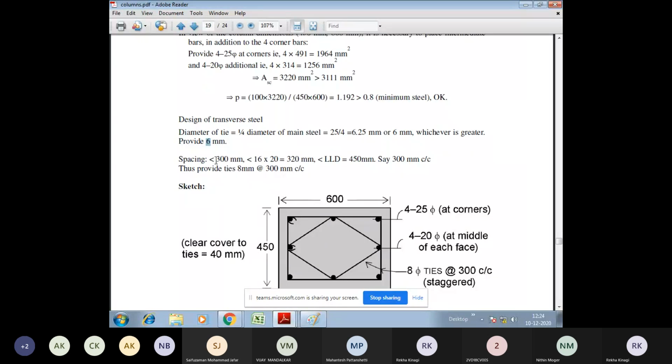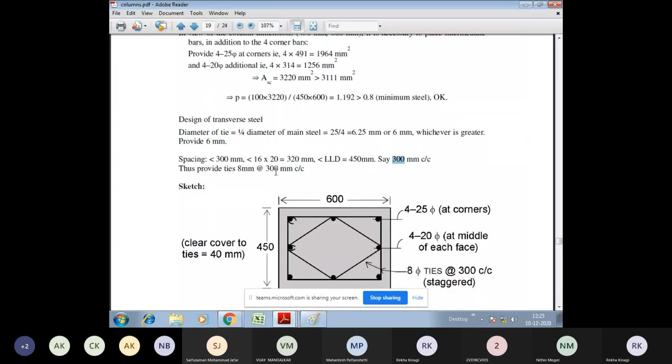Now the spacing we need to consider. Spacing, that is 300 mm or 16 times the least value of the longitudinal bar, 16 times 20, or least lateral dimension, that is 450. Out of 450 and 600, whichever is the least value, that we need to consider. So out of these three values, 300 is the minimum. Then we can say that provide lateral ties of 8 mm diameter at a spacing of 300 mm center to center.